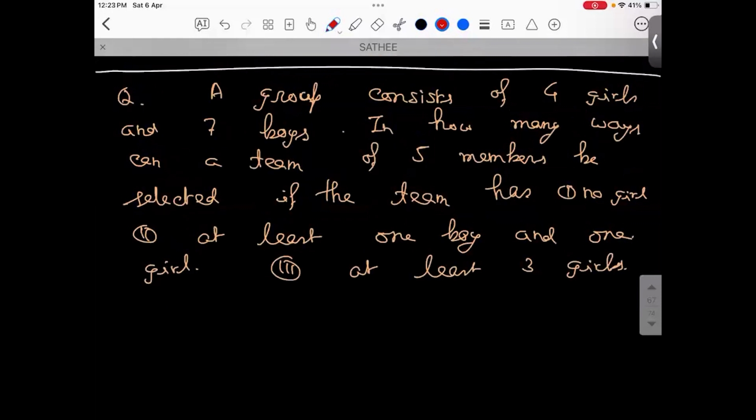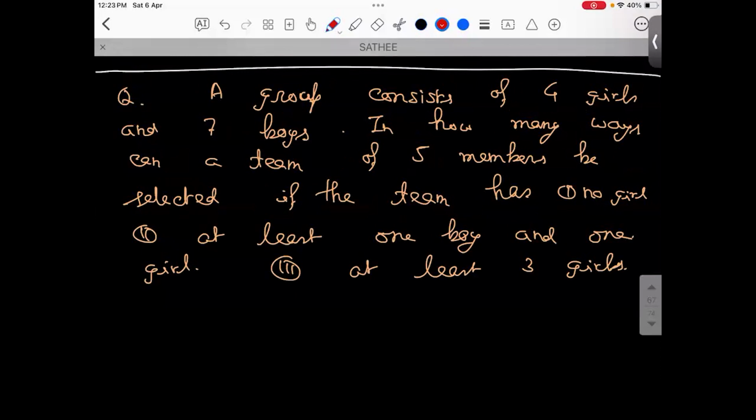Okay. The question is that a group consists of 4 girls and 7 boys. In how many ways can a team of 5 members be selected in the team which has no girl in the first case, second case at least 1 boy and 1 girl, and in the third case at least 3 girls?